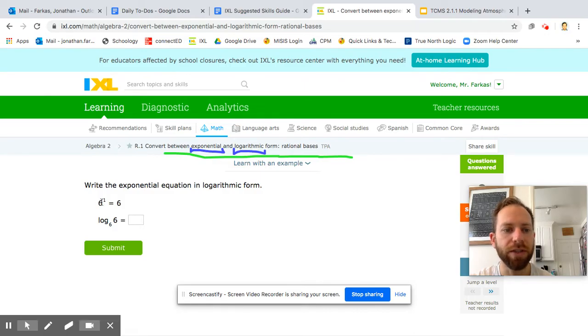All right, so 6 to the power of 1 equals 6. Now, log base 6 of 6 is equal to what? What this is asking us really is, 6 to what power equals 6? Well, it's not changing, right? So this is just 6 to the 1st power. This question mark should be equal to 1. 6 to the 1st power equals 6.